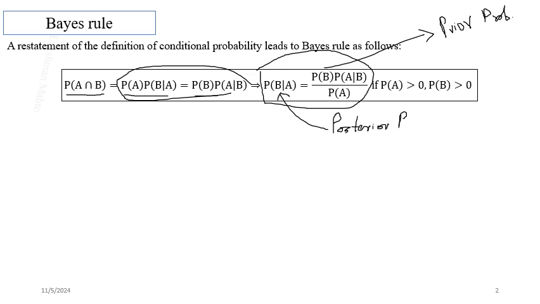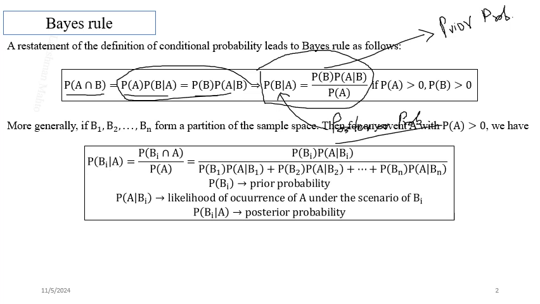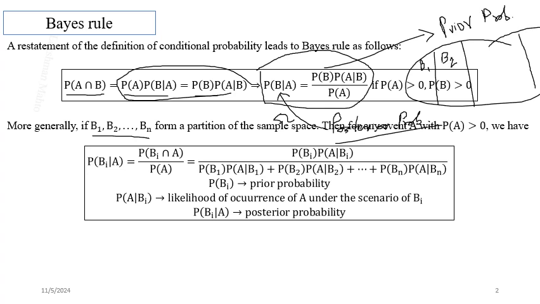Now we come to the partition of the sample space. What would be the scenario? Suppose B1, B2, up to Bn are the partitioning members of a sample space omega. We have partitioned the sample space into n partitioning members, B1, B2, up to Bn, and there we observe an event A.